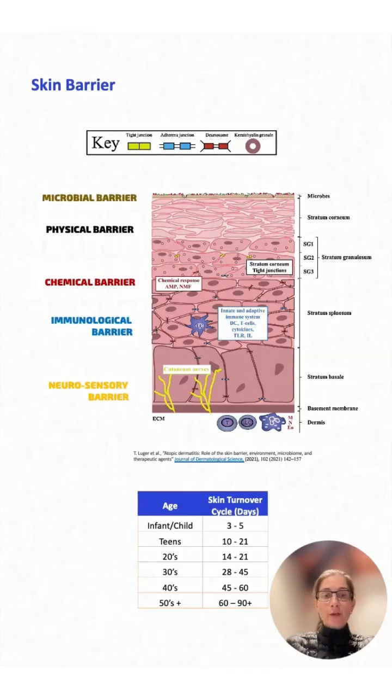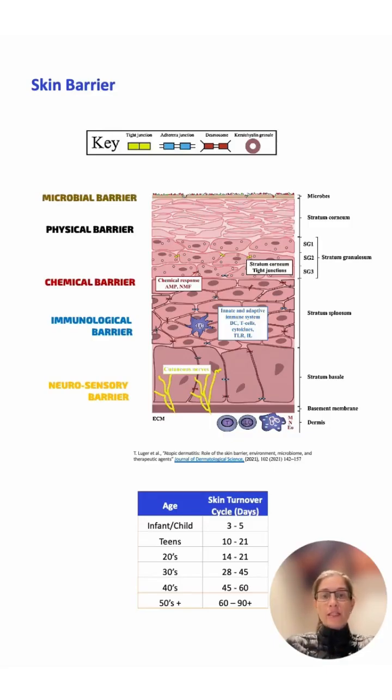The physical and chemical barrier, called the stratum corneum, holds cells together, limiting entry of pathogens and allergens. The next layer is the chemical response layer, which has antimicrobial peptides to kill or inhibit the bad microbes, and natural moisturizing factors that help maintain hydration and barrier integrity.